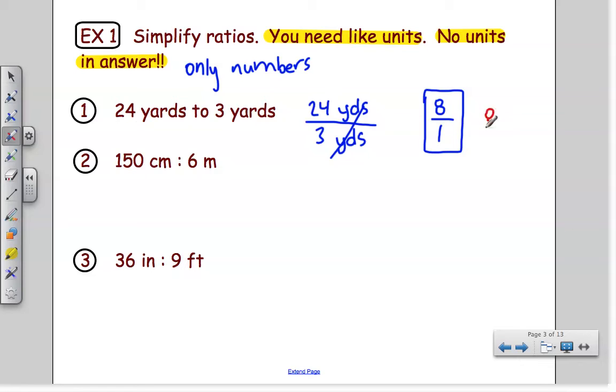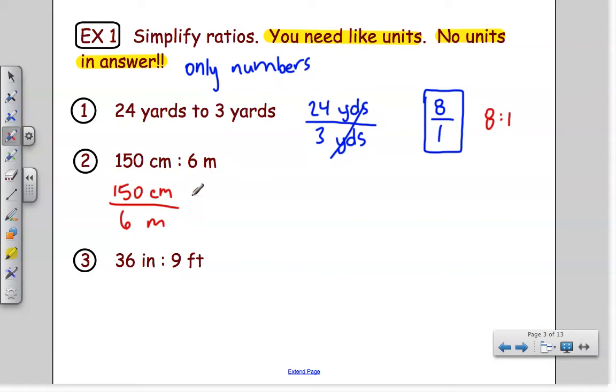Or again, you could write it as a ratio with a colon. 8 to 1 would be fine as well. In this next example, I have different units. 150 centimeters is going to be compared to 6 meters. Now, the units are not the same, so they won't cancel.